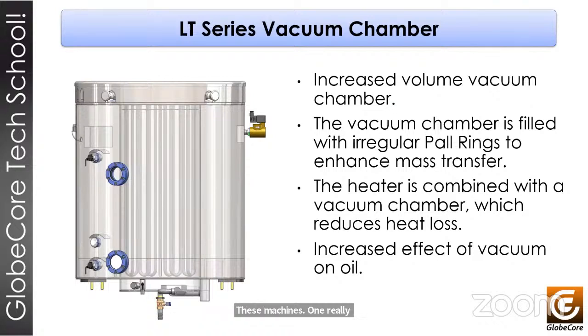One really important thing in this machine is the vacuum chamber. The main difference of these units from the standard ones is the vacuum chamber is combined with the heater. This made it possible to reduce the unit dimension without reducing the size of the important components. For example, the volume in the vacuum chamber has not decreased, and by using regular pole nozzles, we have increased the effective vacuum in the oil during the procedure.